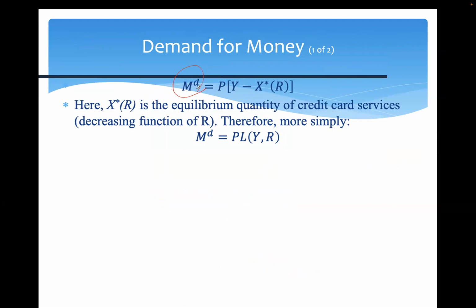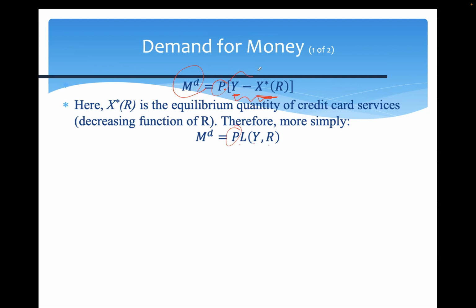So the money demand equals Y minus this, which is the credit card. So this is the transactions we'll go through with credit card, all right? And we multiply it by P. This is nominal, because money is in terms of dollars. This is just real terms, like how many goods and services, right? And then we can just rewrite this as P times, this is a function of Y and R.